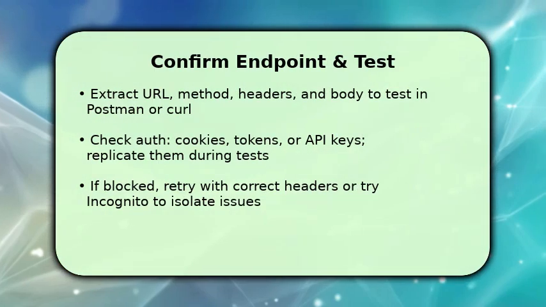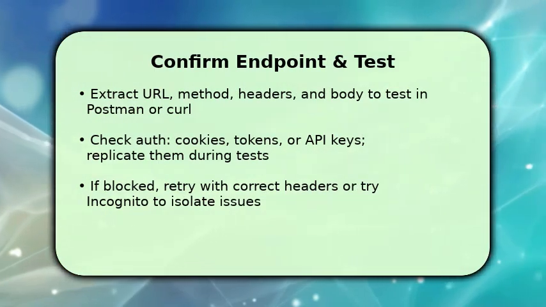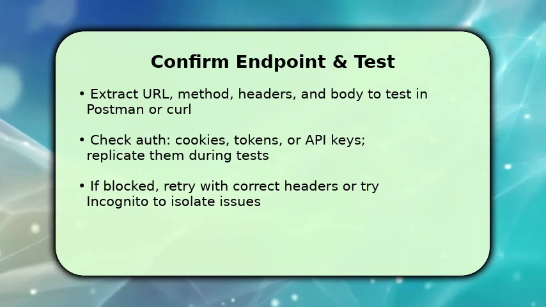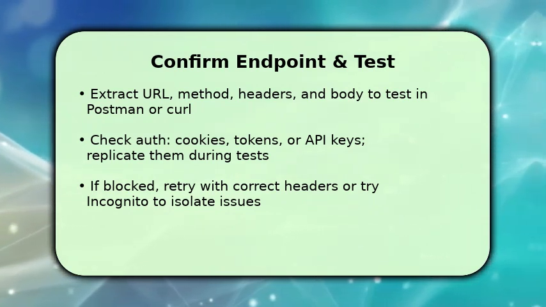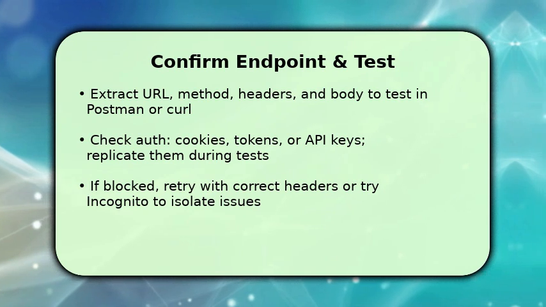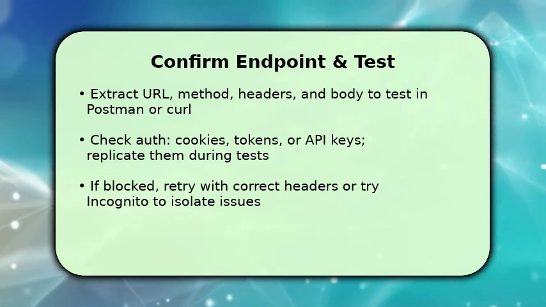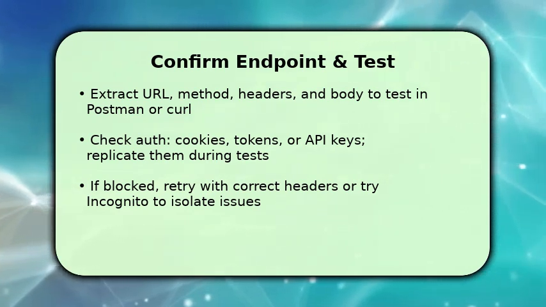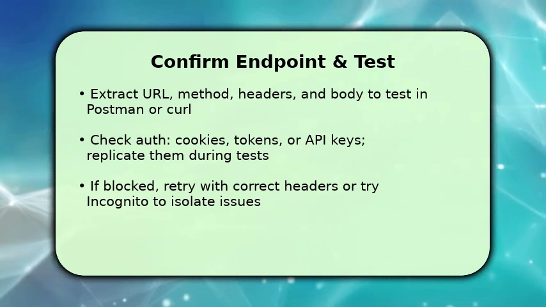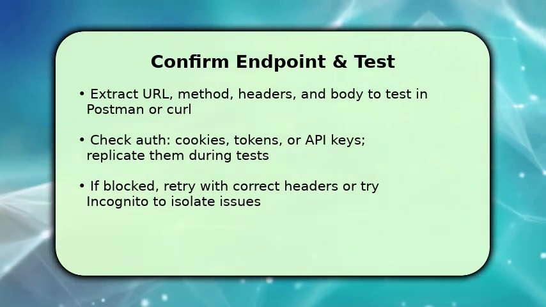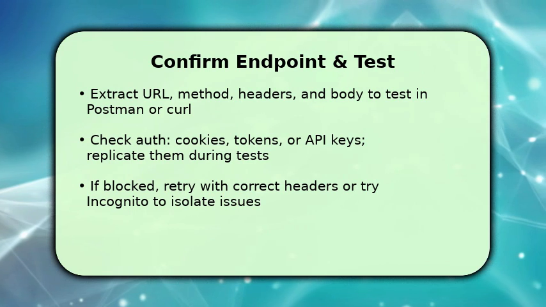You identify the final endpoint and reproduce the call using curl or Postman to confirm behavior. Make sure to include the same method, headers, cookies, and body. If the site uses tokens, copy them from the request headers. Once the external test matches the browser response, document the endpoint and required parameters.